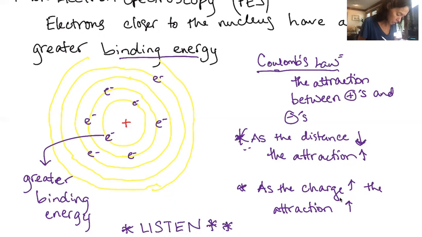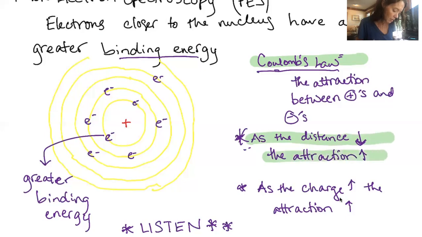So I said it simply: the electron closest to the nucleus has a greater binding energy. Now's where you want to listen. You probably want to write this down, because this is my explanation. Because according to Coulomb's law, as the distance between the electron and the proton decreases, the attraction between the electron and the proton increases. And that is why we have a greater binding energy for the first electron.